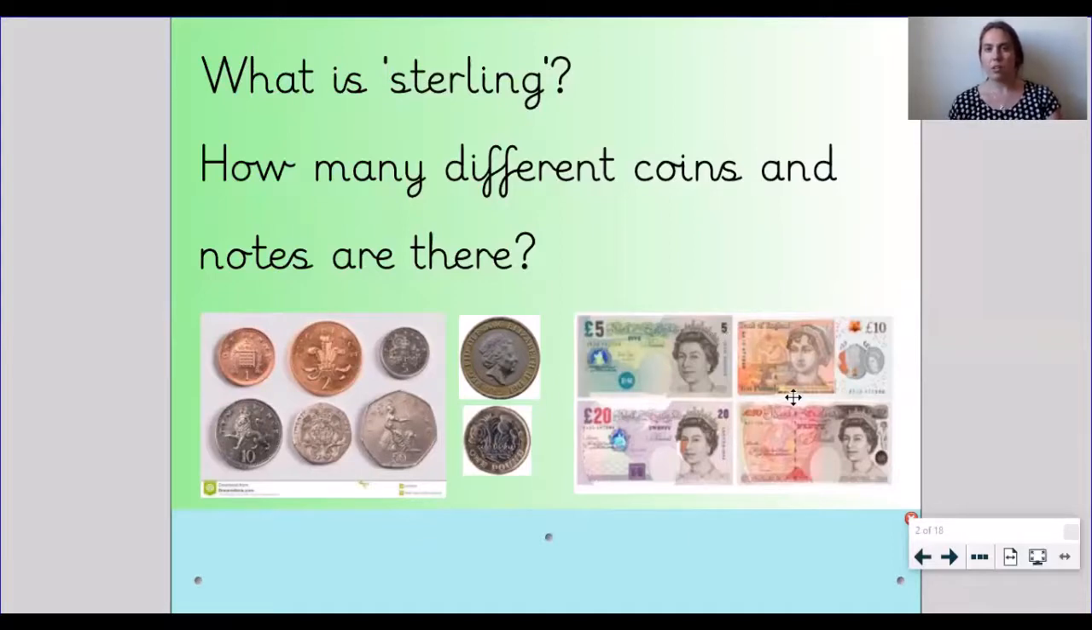And then we've also got these 4 notes. So we've got the £5 note, the £10 note, the £20 note, and the £50 note. Just have a look and see what you notice, what you recognize. Maybe there's some things that are similar that you recognize. Okay, so our work today is all going to be about these coins. So we're going to get really familiar with those coins.